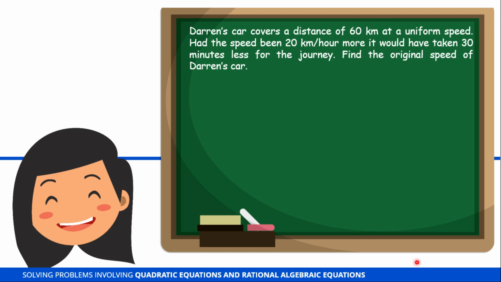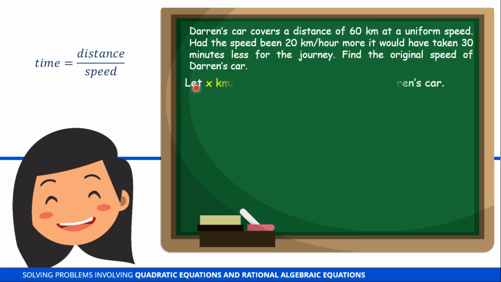Here's our second problem. Darren's car covers a distance of 60 kilometers at a uniform speed. Had the speed been 20 kilometers per hour more, it would have taken 30 minutes less for the journey. Find the original speed of Darren's car. Sa problem number 2, gagamit tayo ng equation na time is equal to distance over speed.